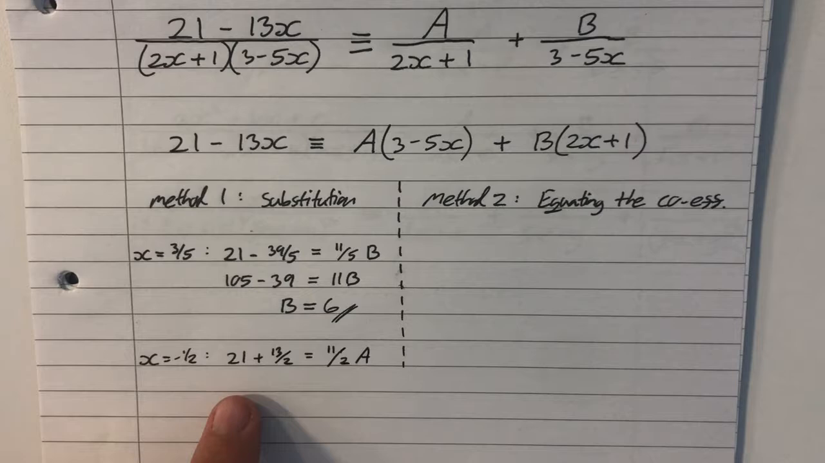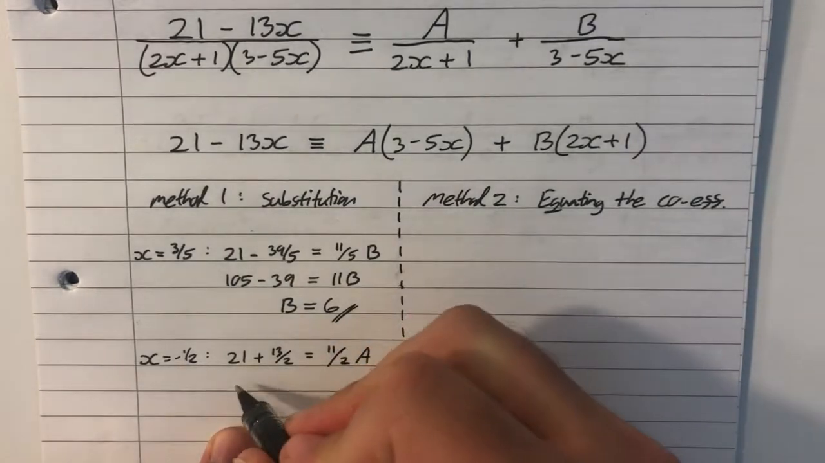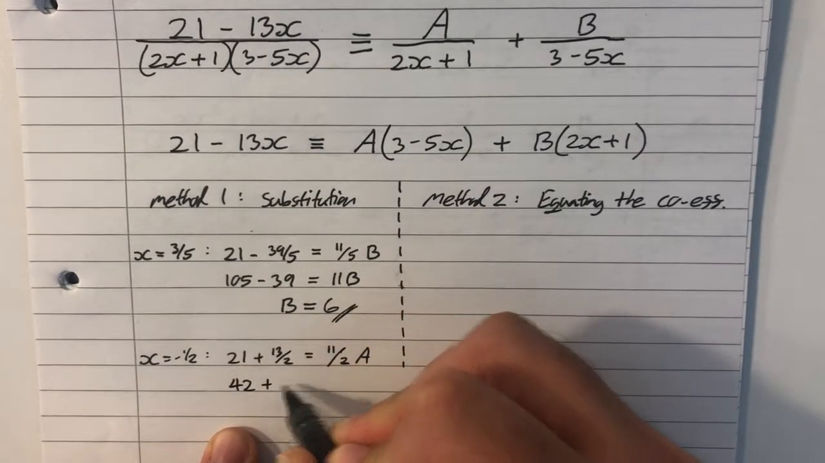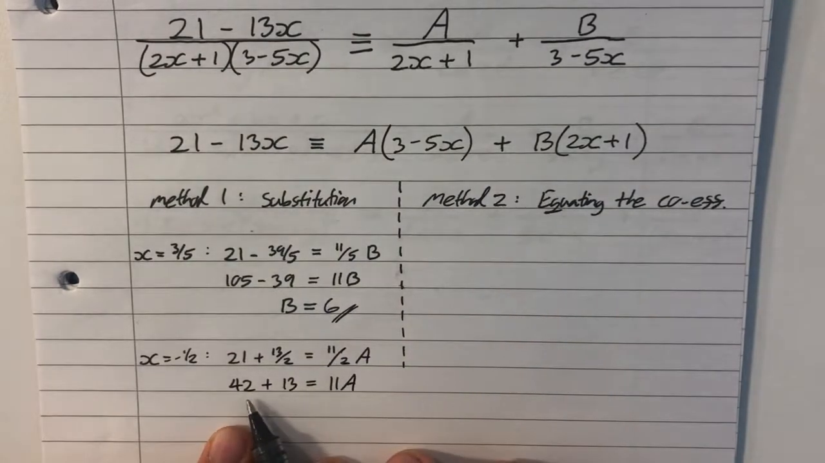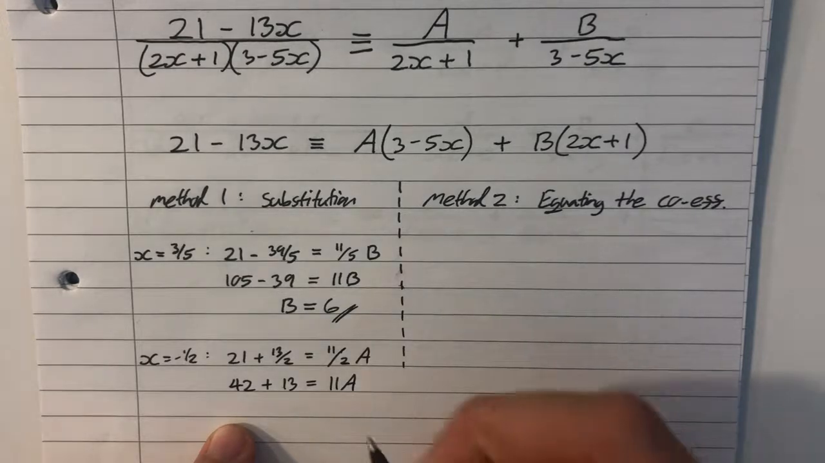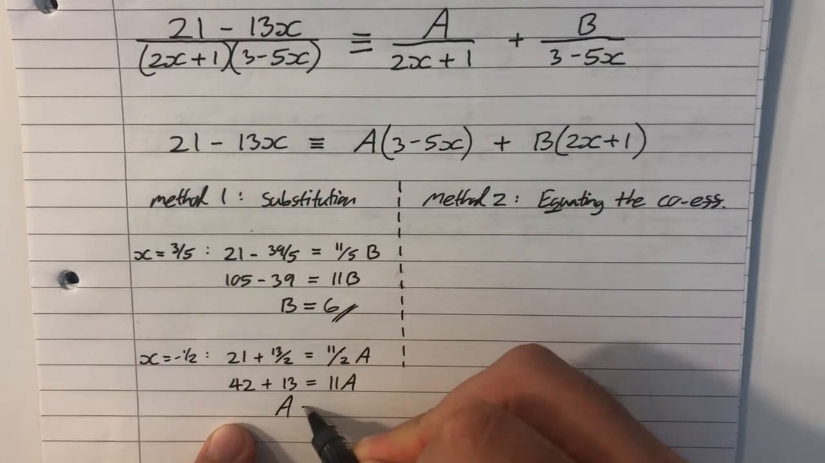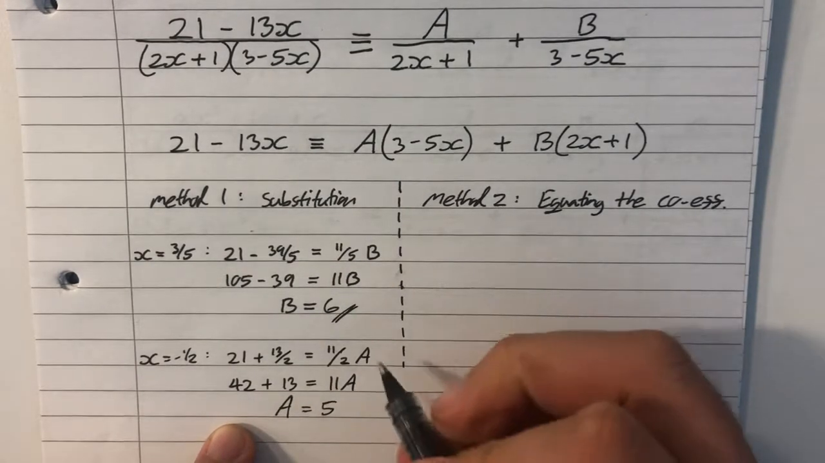I'm going to take this equation now, multiply it by 2. I get 42 plus 13 equals 11a. 42 plus 13 is 55. Divided by 11 is 5. So I get that a is equal to 5.